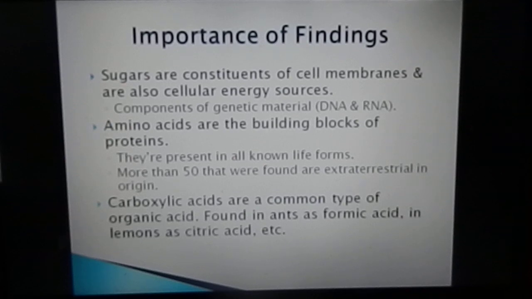Carboxylic acids, those are a common type of organic acid. They're found in ants as formic acid, in lemons as citric acid, and etc. Kind of fucked up right there.